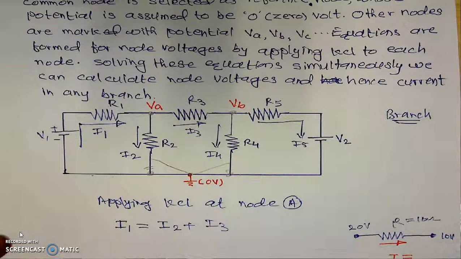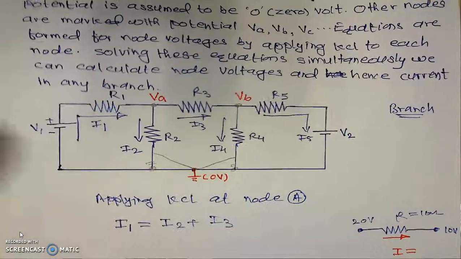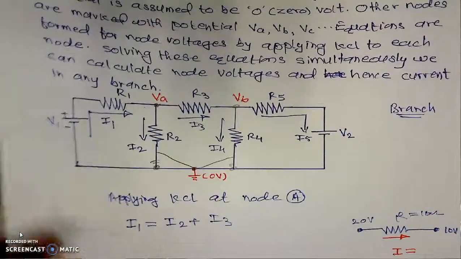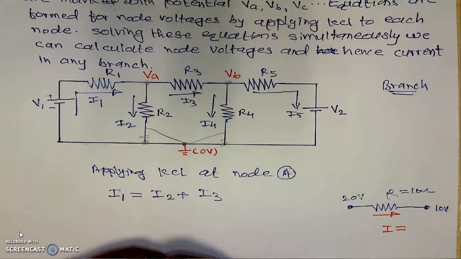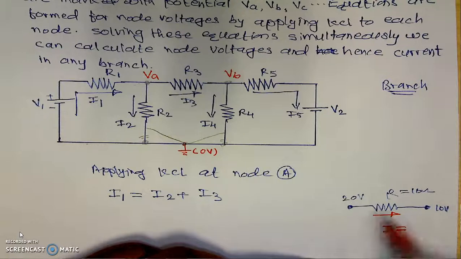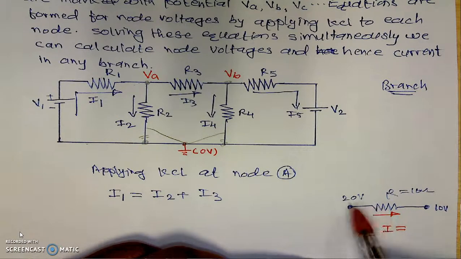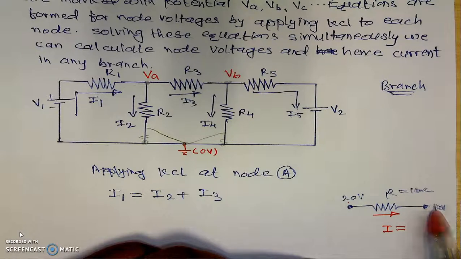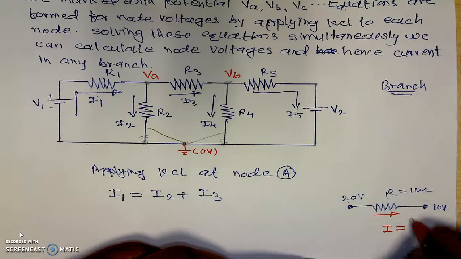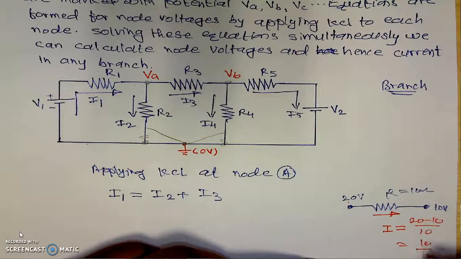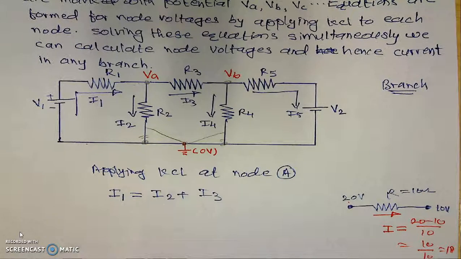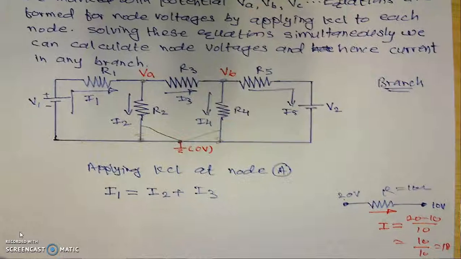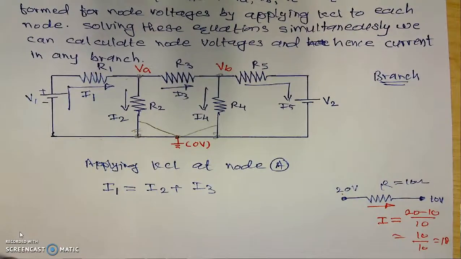How we will calculate this current? We will calculate this current by using a simple technique: voltage across resistance divided by its resistance. Here voltage across resistance will be the potential difference. Here is potential 20, here is potential 10, that is 20 minus 10 divided by 10, which is nothing but 10 divided by 10, which is equal to 1 ampere. The same concept we will use here to find out the values of the currents I1, I2 and I3 and then the remaining terms.